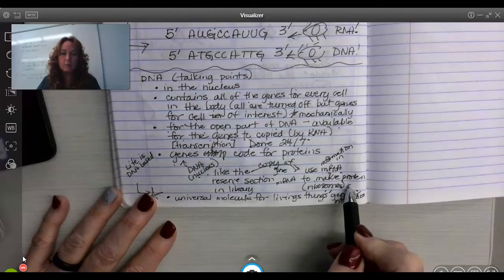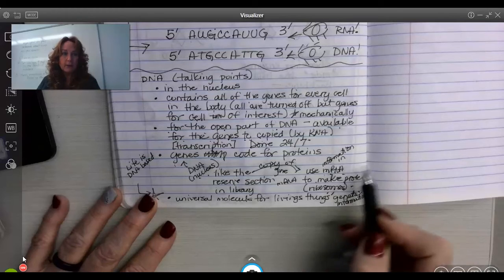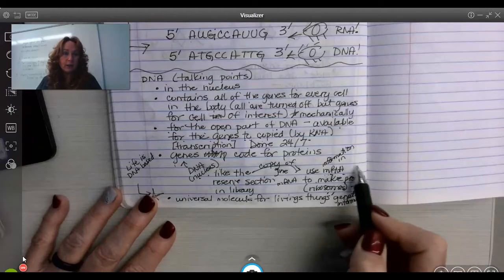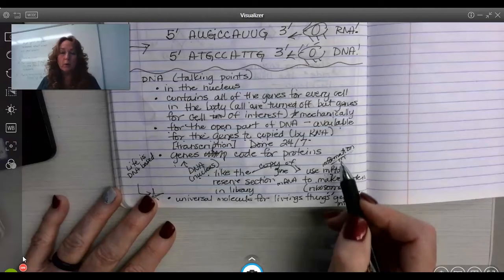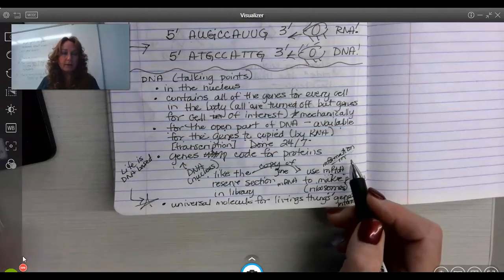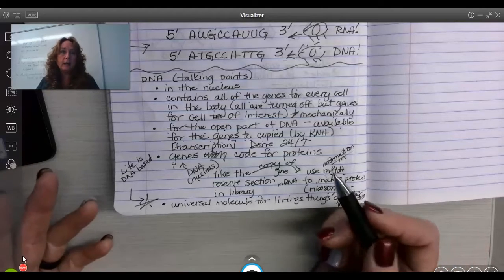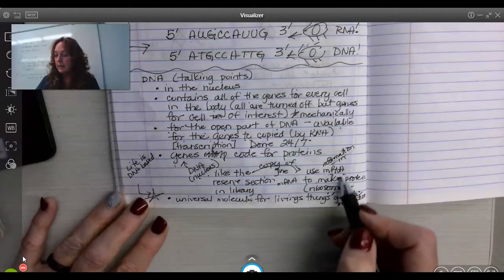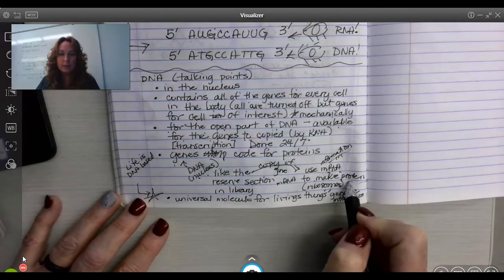You take it to the ribosomes, which are reused over and over like a copy machine. You take that information of what order the protein is going to have its amino acids. Like, what do you want to put next? Oh, I want to put glycine. It codes for the order of the amino acids in the protein.